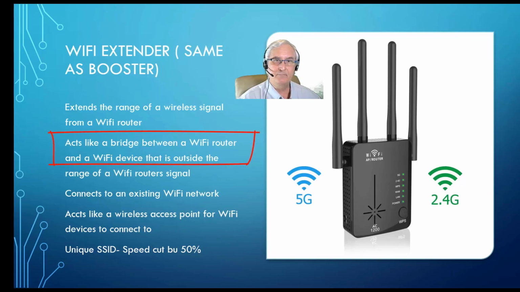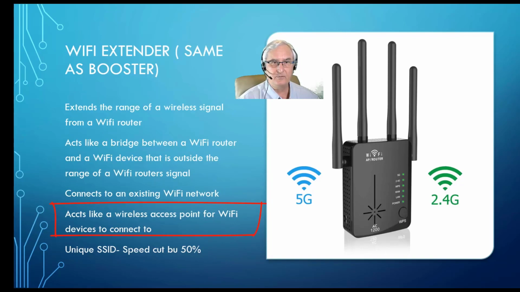So it acts like a bridge between your Wi-Fi router and the Wi-Fi device that you want to connect. So if you have a computer two or three rooms over and you can't connect to it, what it will do is take the signal, rebroadcast it, and connect it in the other room, three rooms over. So it's using your existing network. And it acts sort of like a wireless access point for your devices to connect to.